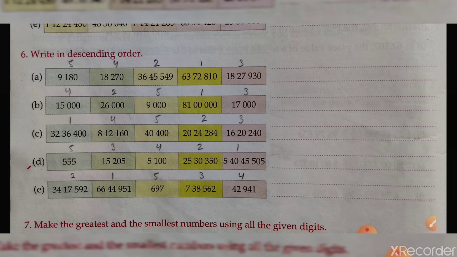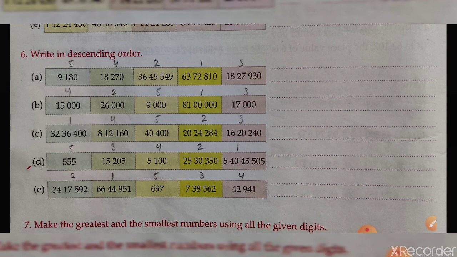So what is the largest number out of these 5 numbers? 63,72,810. So we'll write this first. Second will be 36,45,549. Next will be 18,27,990. Then 18,270, and then 9,180. In this same way, you have to do all these questions. I have written numbers here, but you are not allowed to write the numbers like this. You have to write it at the space that is provided to you.